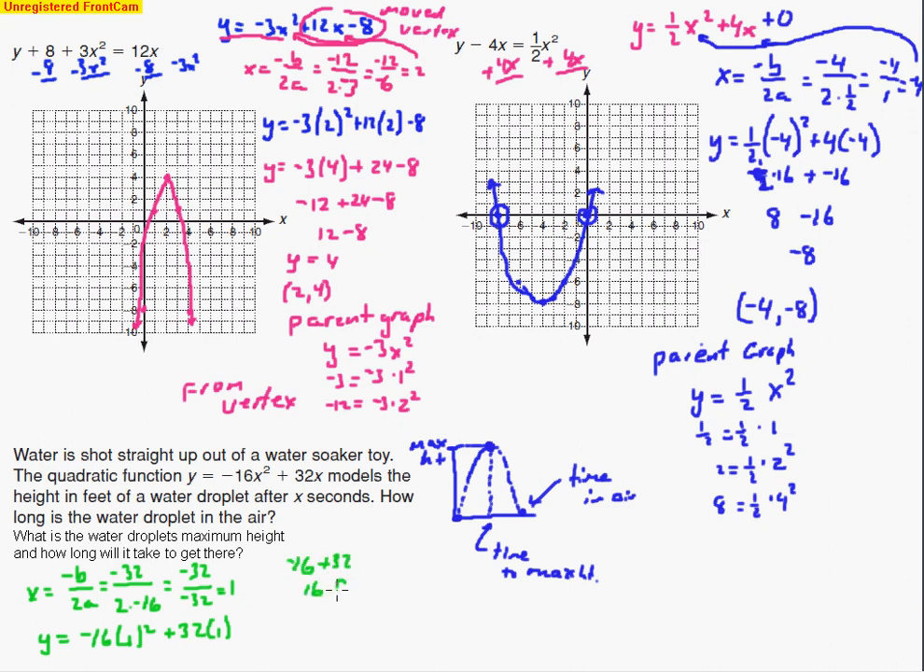So it goes 16 feet up. That's the maximum height, 16 feet. It took 1 second. Time to maximum height was 1 second. And how long is it in the air for? Well, remember symmetry. It takes 1 second to go up, 1 second to go down. So 2 seconds in the air. So 16 feet, 1 second, and 2 seconds in the air. So those are the types of problems you'll end up seeing on tonight's homework.